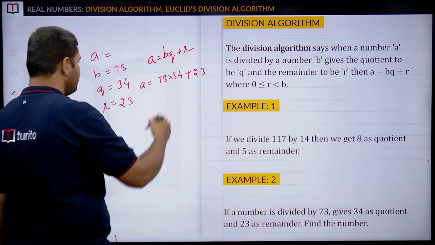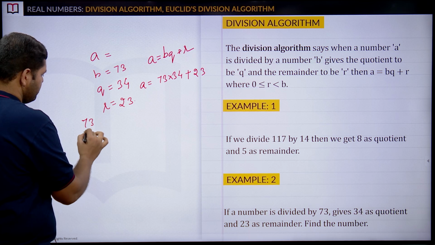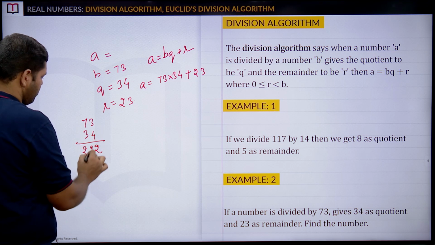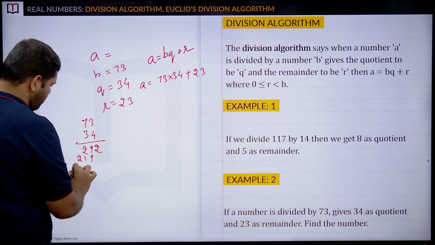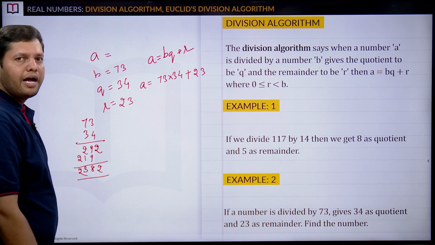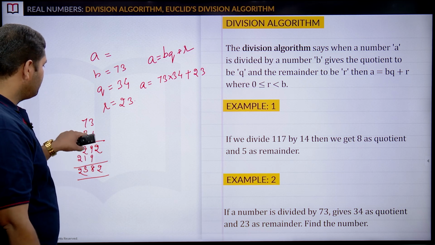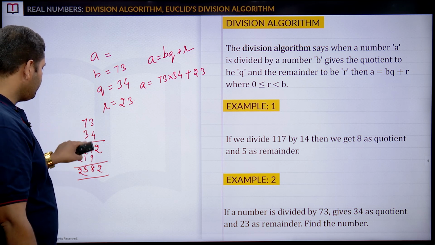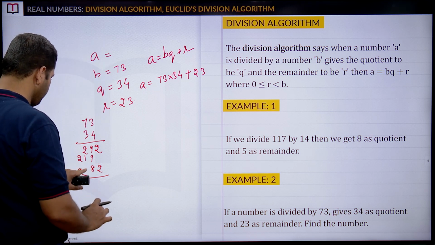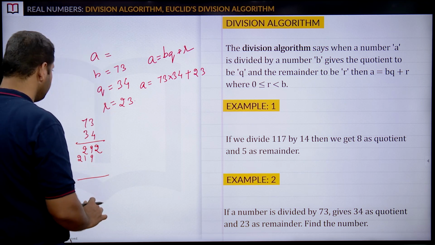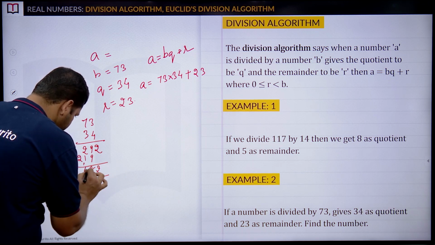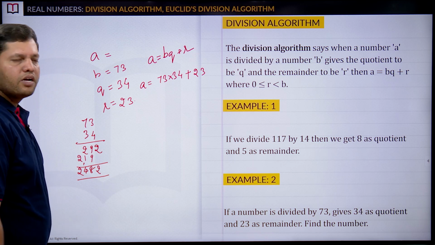So children, multiply 73 and 34. So this is 73 and 34. Check it, children. 4 threes are 12, carry 1. 4 sevens are 28, 29. 3 threes are 9 and 3 sevens are 21. Okay. So this is 2, this is 18, carry 1, this is 4 and this is 2. So 2482.